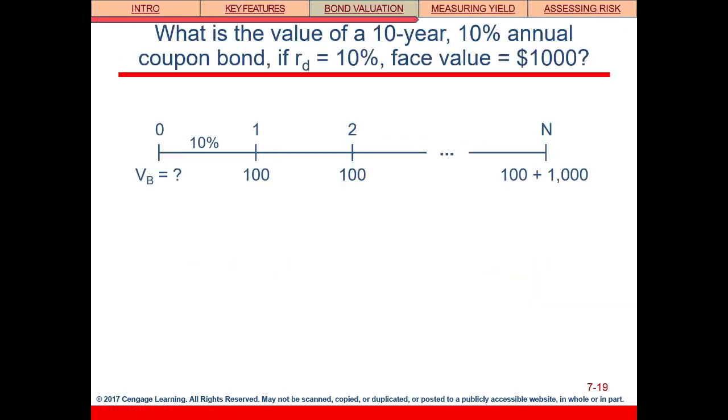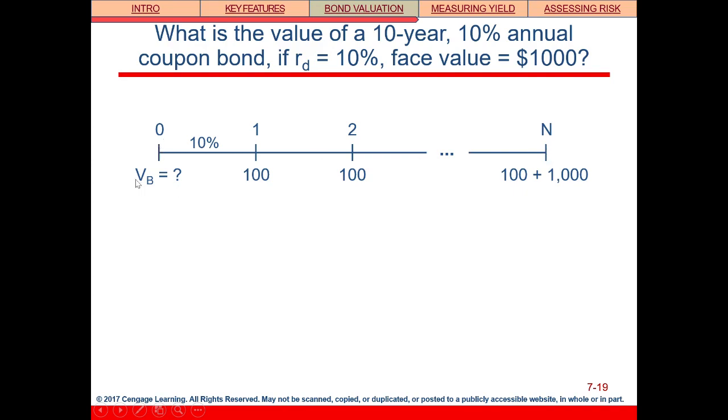Okay, so now let's have a look at the bond valuation. So this is an example question. What is the value of a 10-year 10% annual coupon bond if the discounting interest rate is 10% and the face value is $1,000? So we can draw a timeline of this cash flow like this.